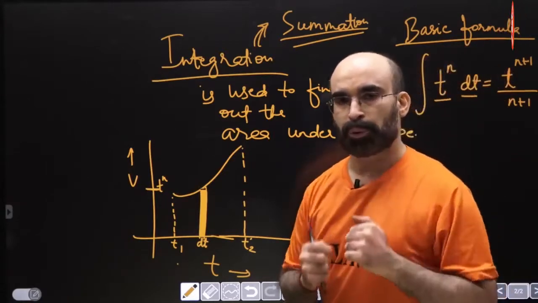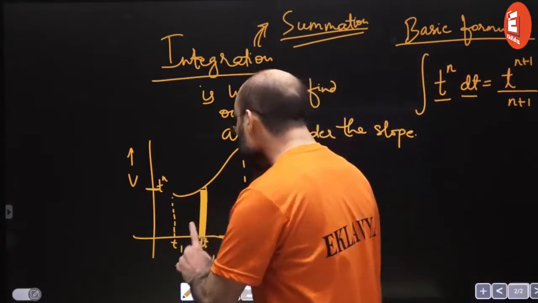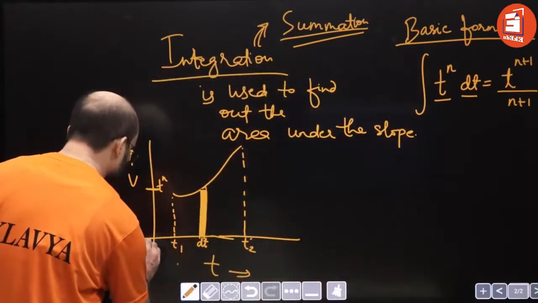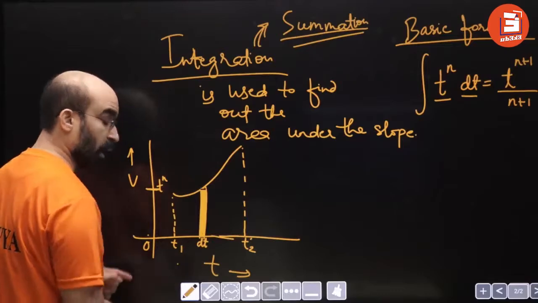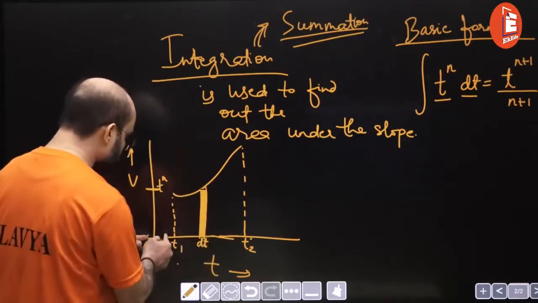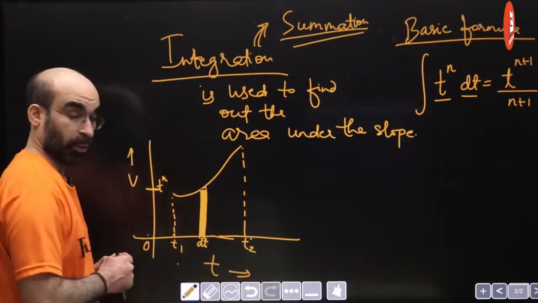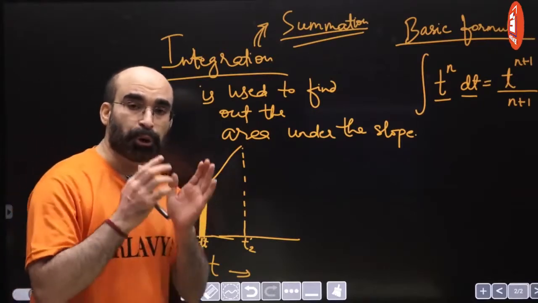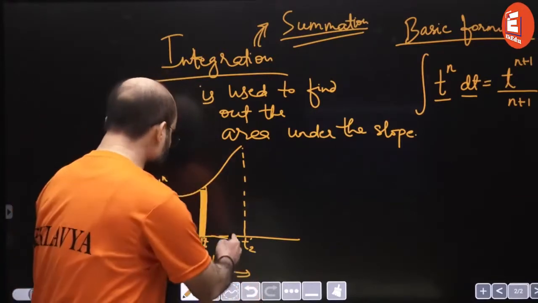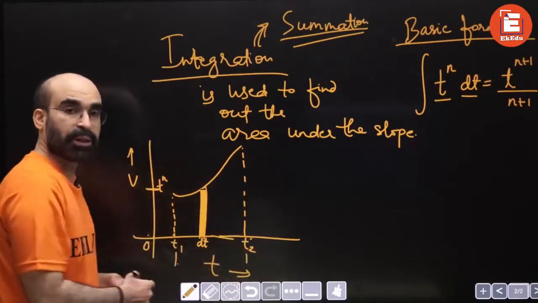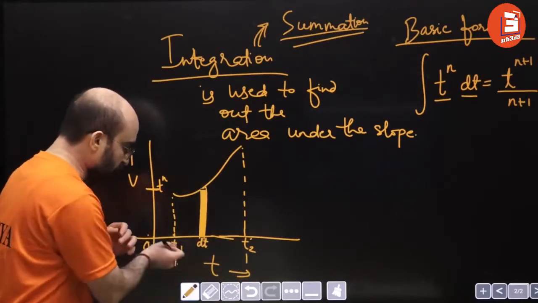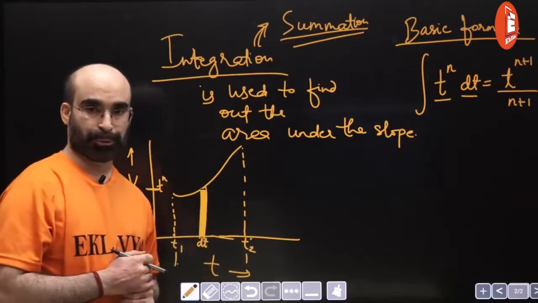Okay, tell me one thing. If you have to find out, from 0 to T2, this time interval, and from 0 to T1, this time interval. So if you need to find out this region only, this time interval, how would you get it? T2 minus T1 will give you this value.